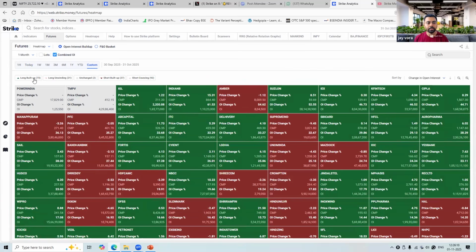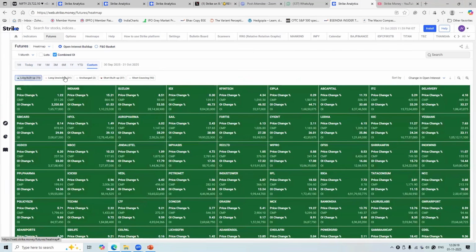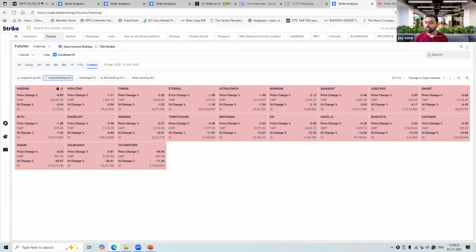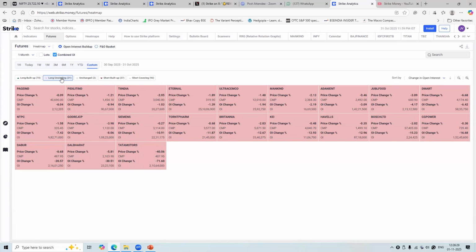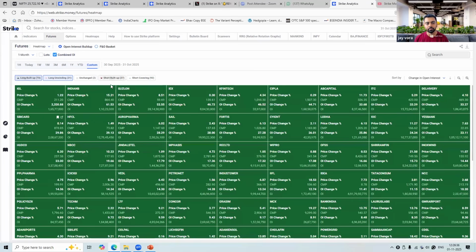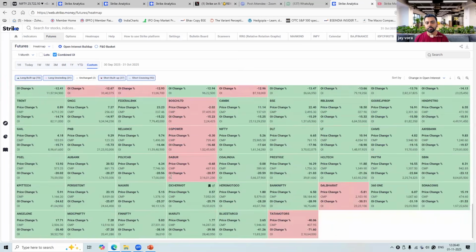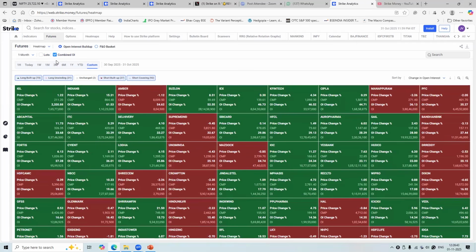Now I have the categories over here. This is long buildup. So these are the places where the prices have risen higher and the open interest has risen higher. This is the place where prices have gone down and the open interest has gone down, which means it is long unwinding. So you can choose whatever category you want to see. You can simply click it, or if you want to see all at once, you can also do that. So click everything and you will be able to see all the results.